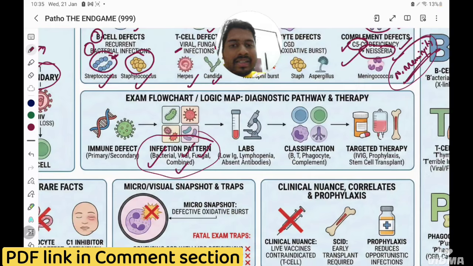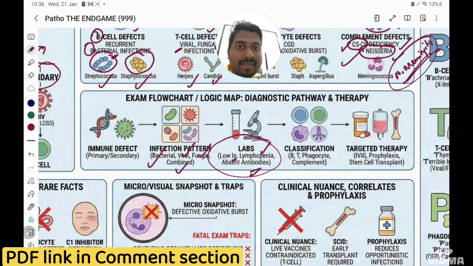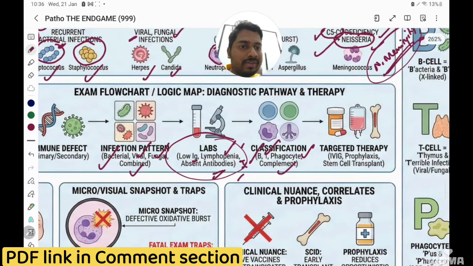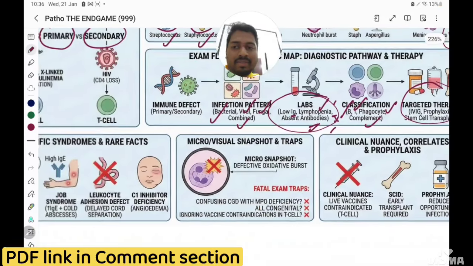Then in lab values you will see immunoglobulin levels, whether there are low immunoglobulin levels, which means it is a B cell defect, whether there is lymphopenia, whether there is T cell deficiency or B cell deficiency, and whether antibodies are present or absent. You will see antibody levels of IgA, IgM, IgG, and IgE. All these immunoglobulin levels will be assessed. Next, we'll classify whether it is a B cell defect, T cell defect, phagocyte, or complement defect, and then we'll give therapy. I'll discuss therapy shortly also.